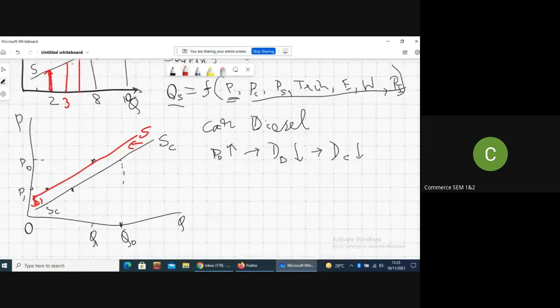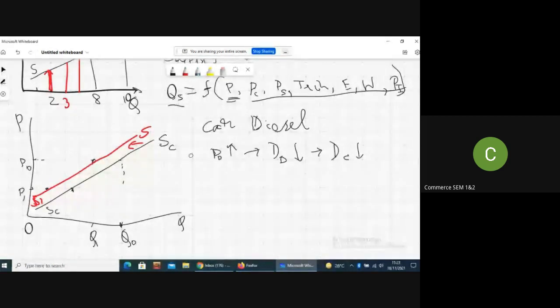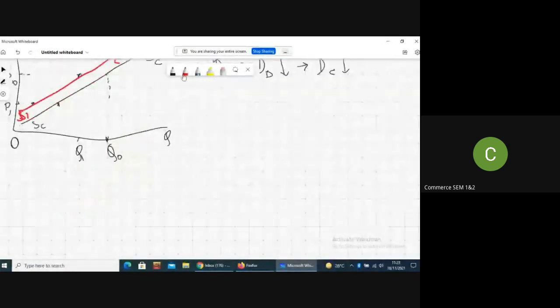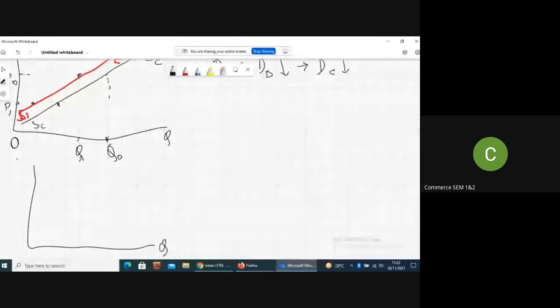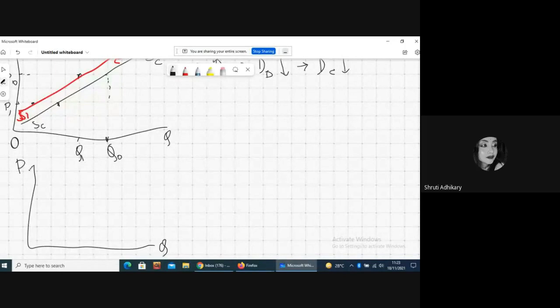Now what will happen if the price of substitute goods increases? Give me an example of substitute goods. Tea and coffee, sir. Tea and coffee. Okay, best example.